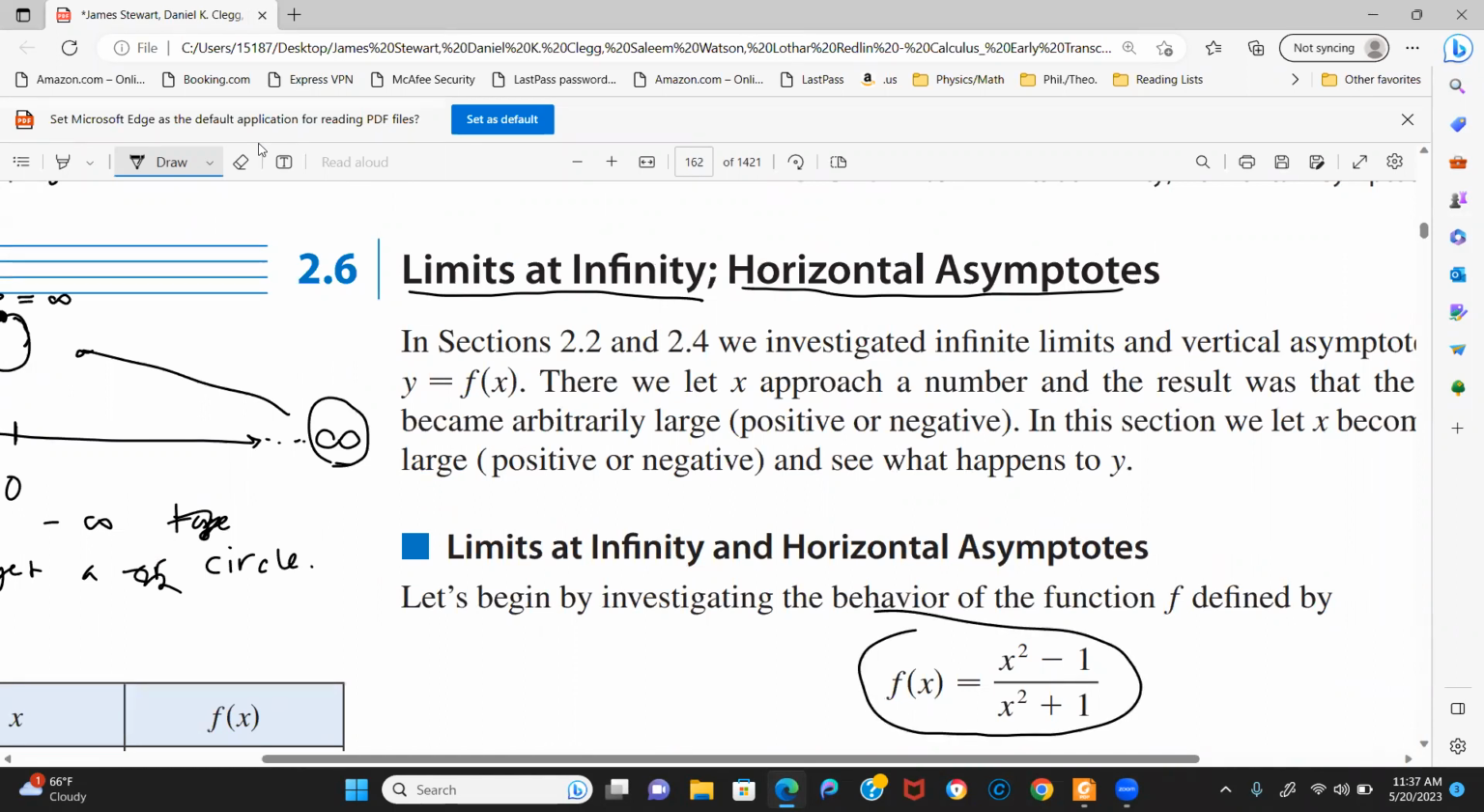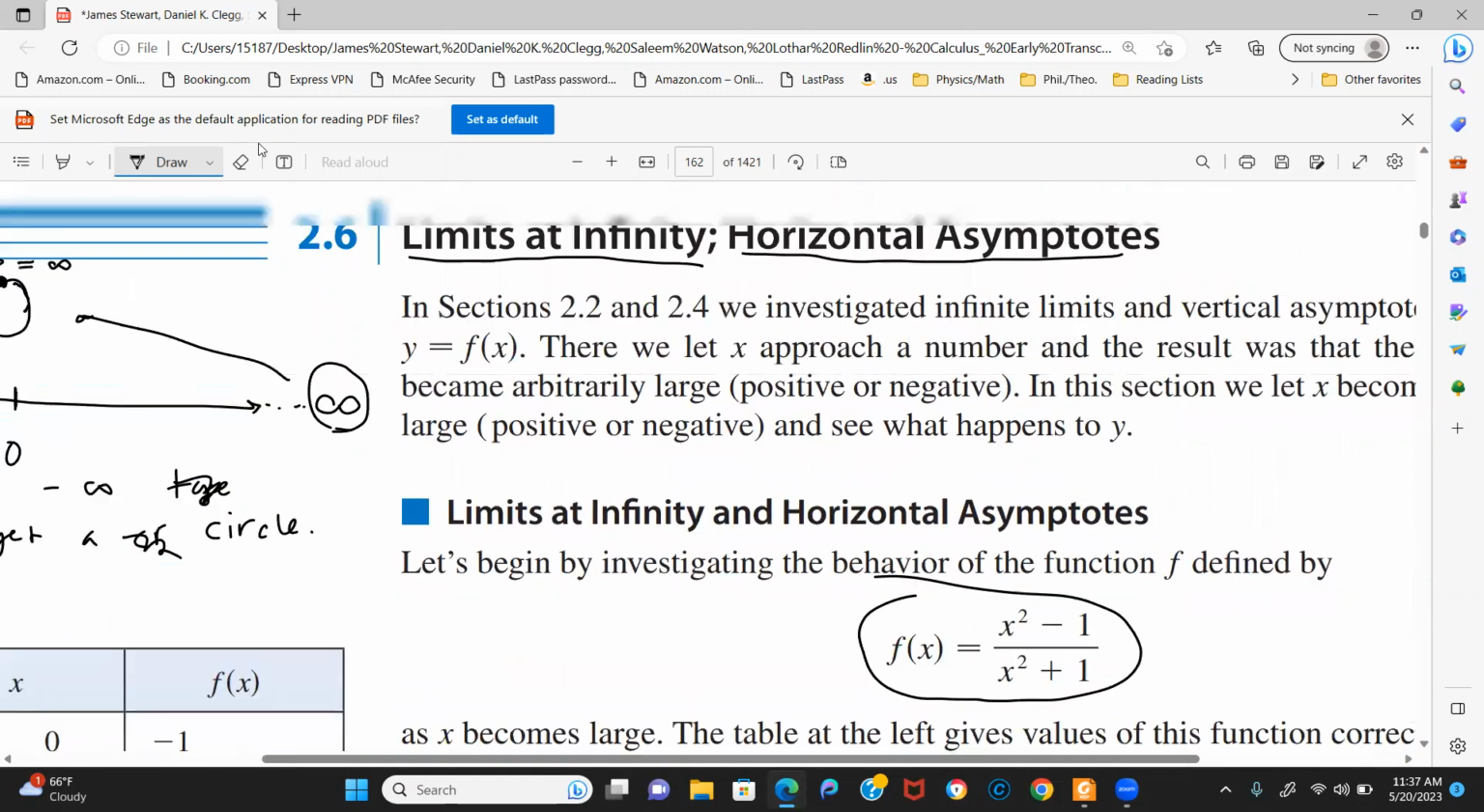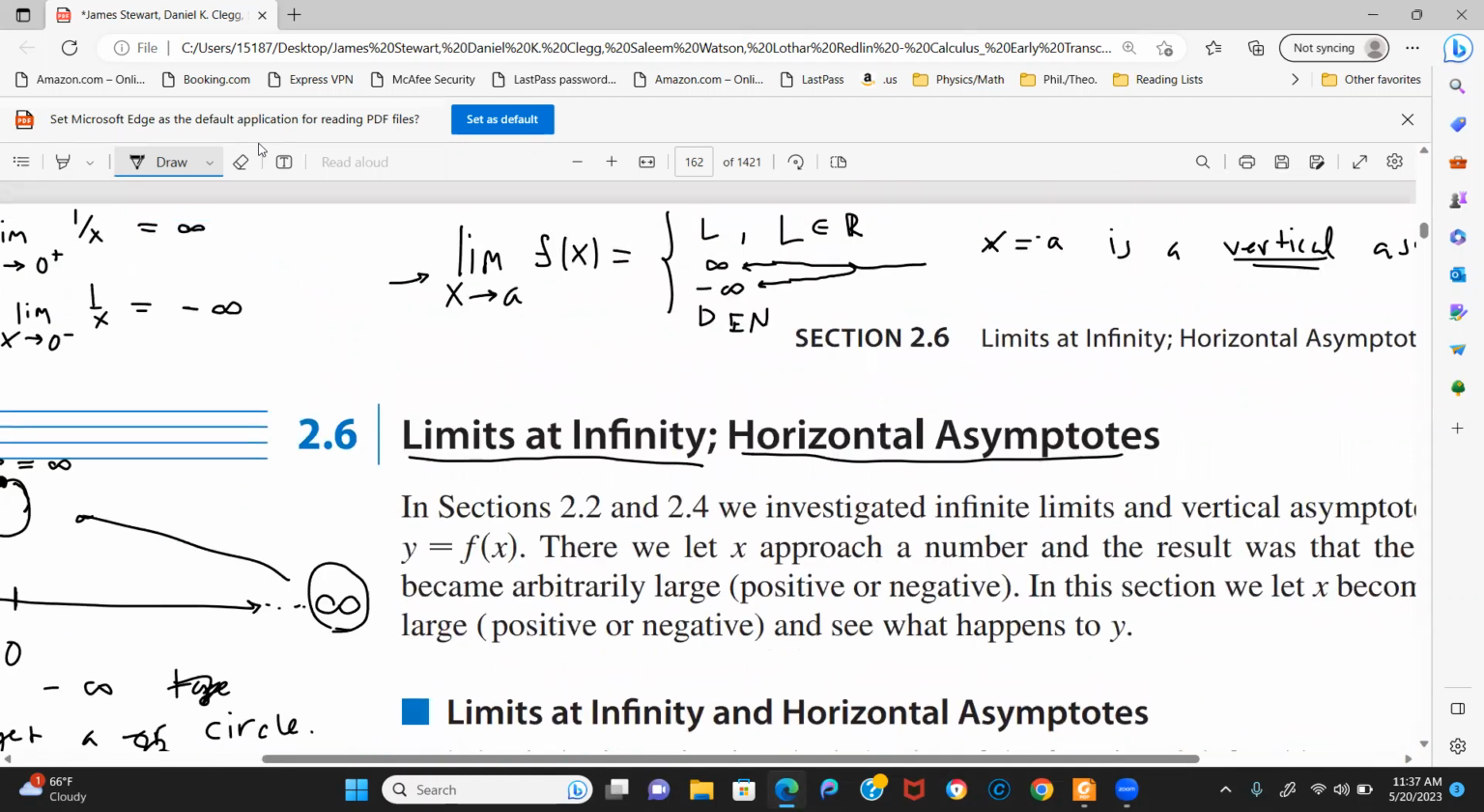Intuitively, what we're trying to do is, let me phrase it this way, we want to make sense of the limit as x goes to infinity of f of x and the limit as x goes to negative infinity of f of x. We want to make sense of these symbols.